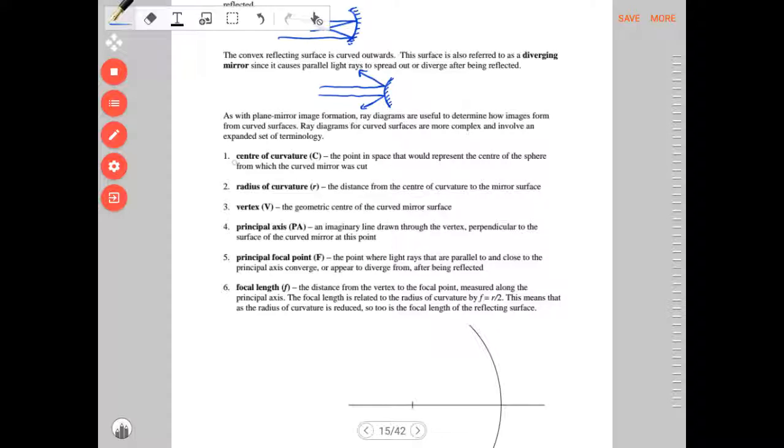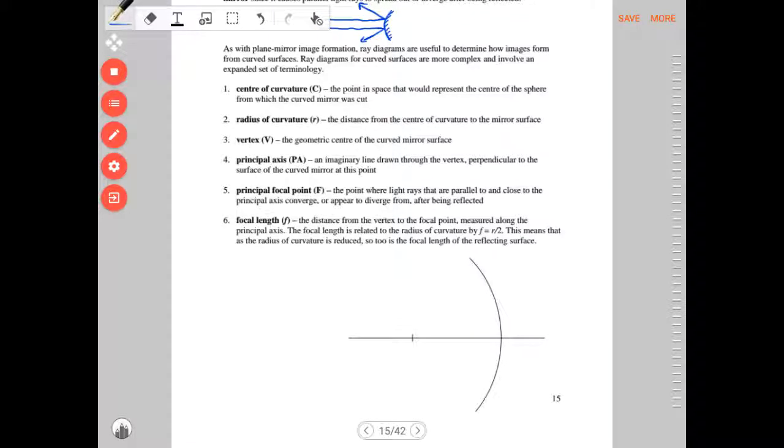The first one is the center of curvature, C, the point in space that would represent the center of the sphere from which the mirror was cut. Let's put these on the picture as we draw them. In our picture down below, this point, the little dash mark, is C. That is the center if we made this entire thing a circle.